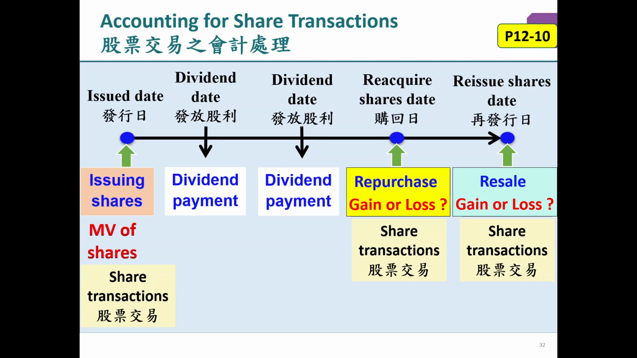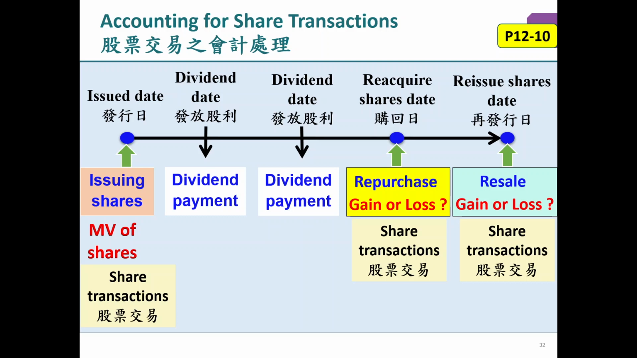So go to your slide 32. This is the whole structure we want to talk about in chapter 12. For the whole structure, what's the first issue you want to talk about? Issue shares. When you need money, you will issue shares to get the cash from investors.